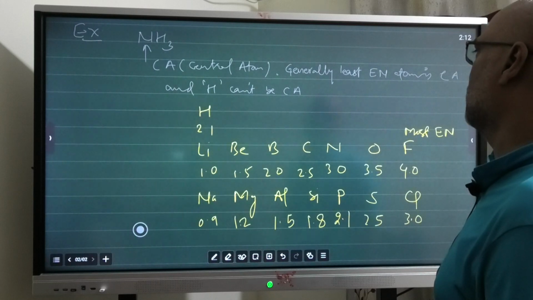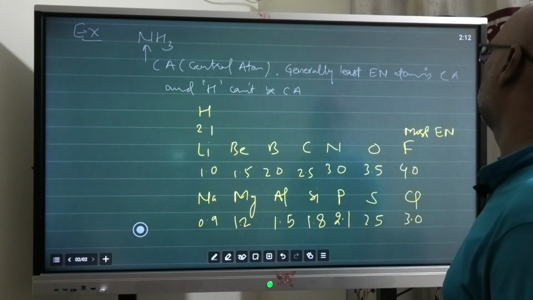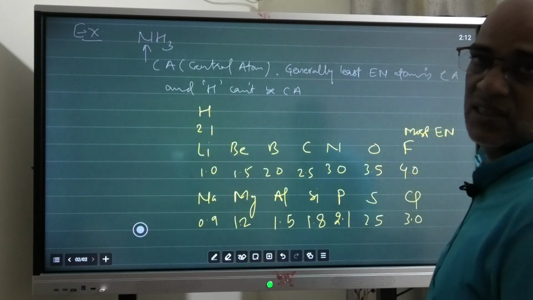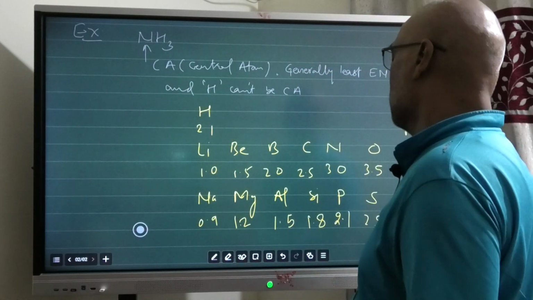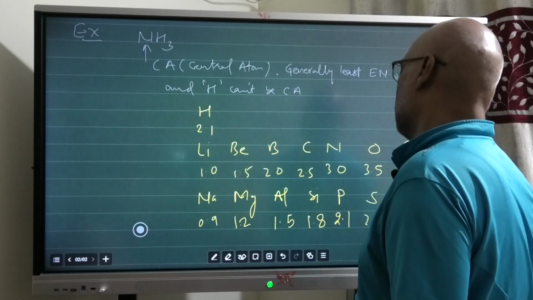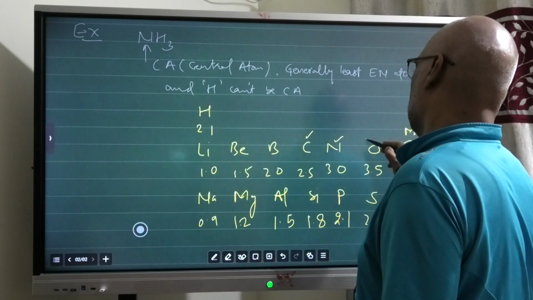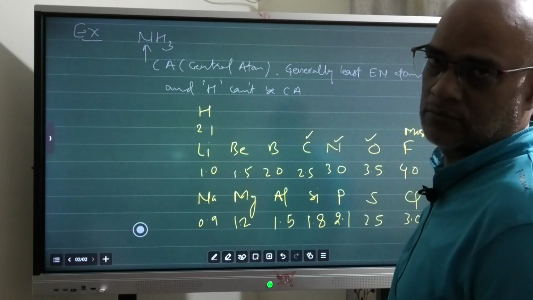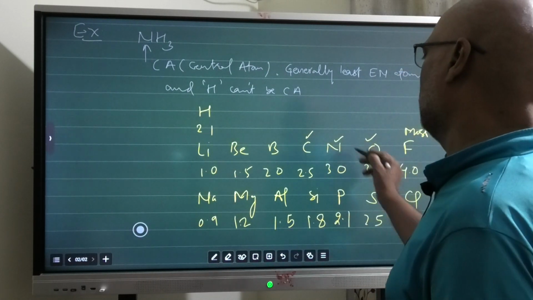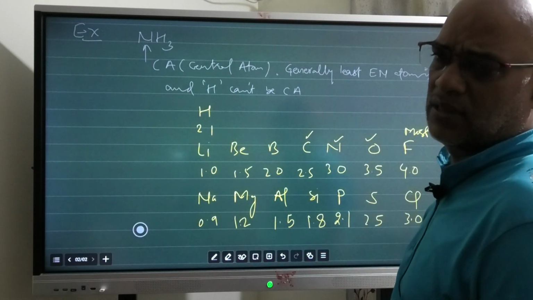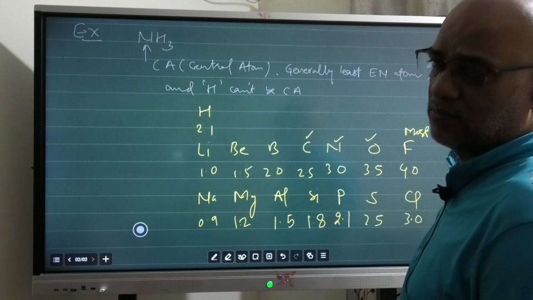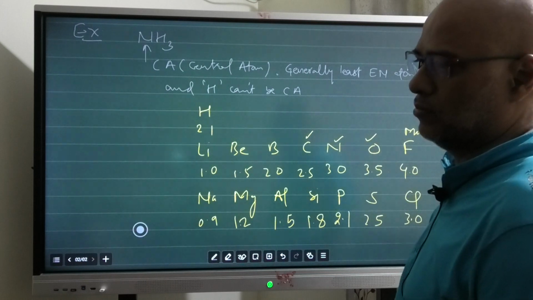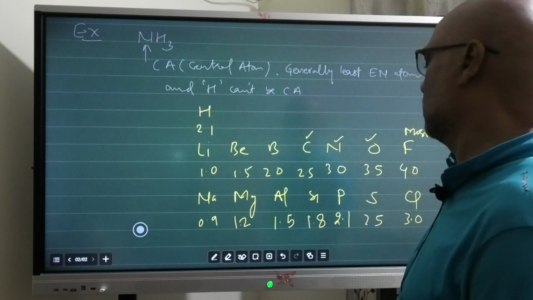So central atom, generally least electronegative atom is central atom, and hydrogen can't be central atom. Is it clear to everybody? Here, suppose I have carbon, nitrogen, oxygen in a molecule, then we have to search for least electronegative. That will be the central atom. But generally 3 atom case is a very difficult thing, okay. It is useful for the 2 atom case. 3 atom case, again we have to remember few things, then only we can decide.